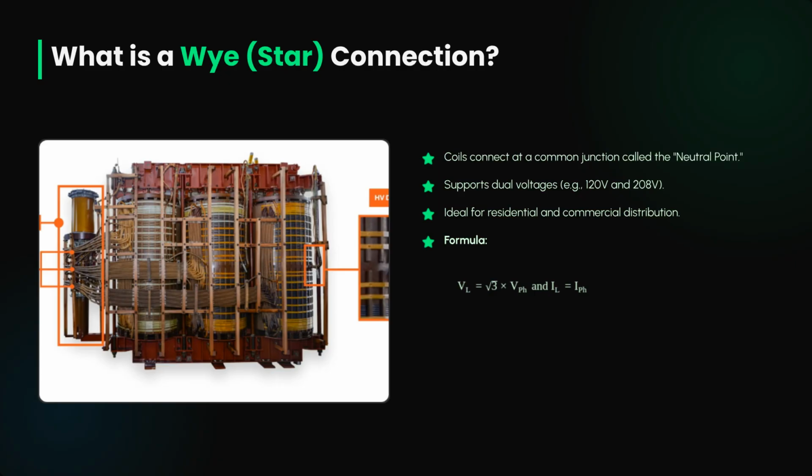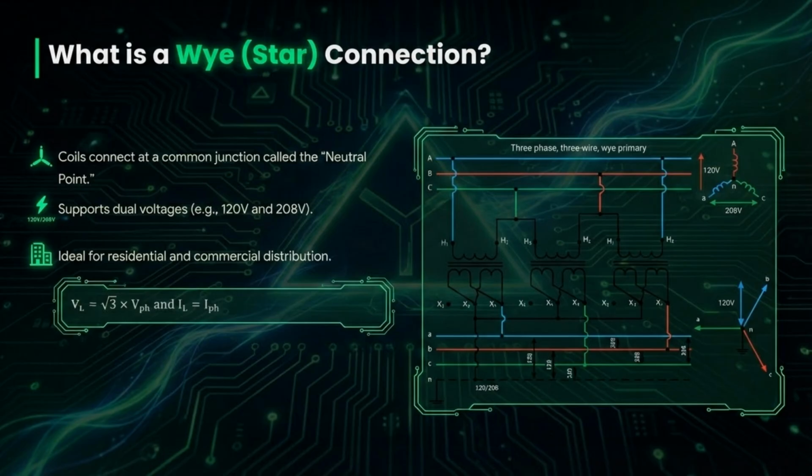A Y or star connection uses coils that connect at a common neutral point. It supports dual voltages and is ideal for residential and commercial distribution. In the Y connection, line current equals phase current, and line voltage is the square root of 3 times phase voltage. The neutral point is key for providing dual voltages.